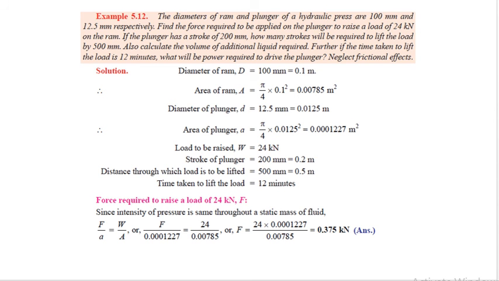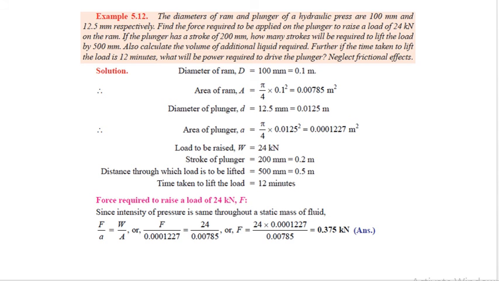Now we will discuss one numerical on hydraulic press. The diameter of ram and plunger of a hydraulic press are 100 mm and 12.5 mm respectively. Find the force required to be applied on the plunger to raise a load of 24 kN on the ram. If the plunger has a stroke of 200 mm, how many strokes will be required to lift the load by 500 mm? Also calculate the volume of additional liquid required. Further, if the time taken to lift the load is 12 minutes, what will be the power required to drive this plunger? You have to neglect the frictional effects.